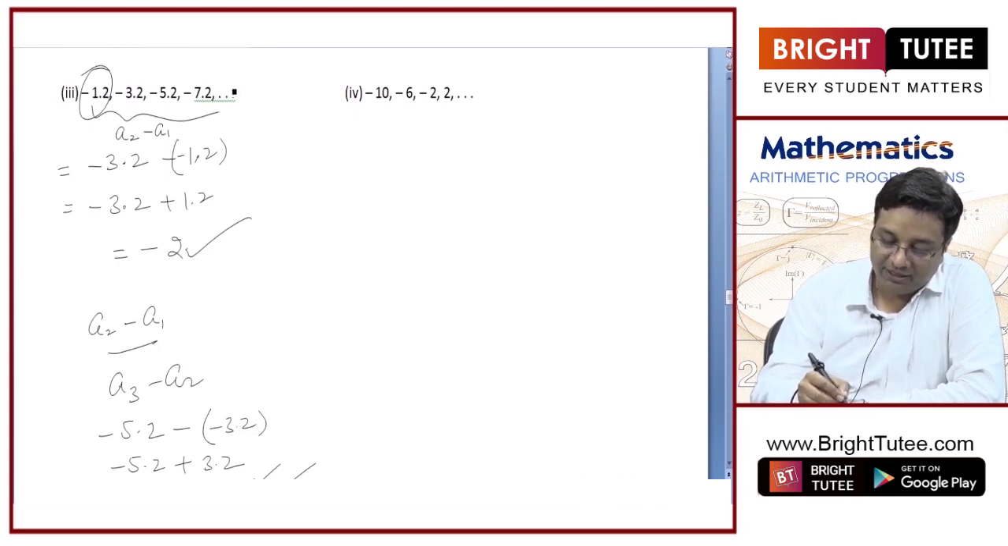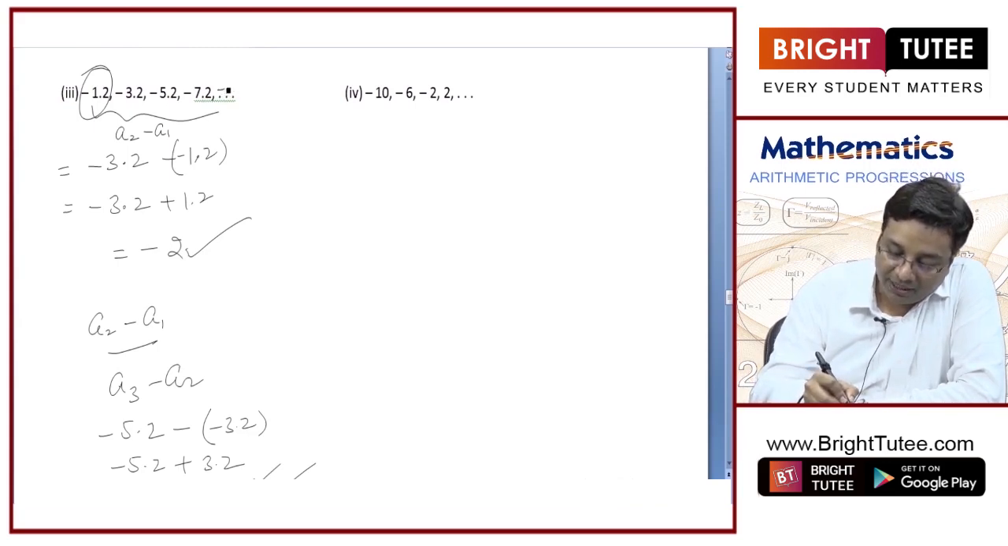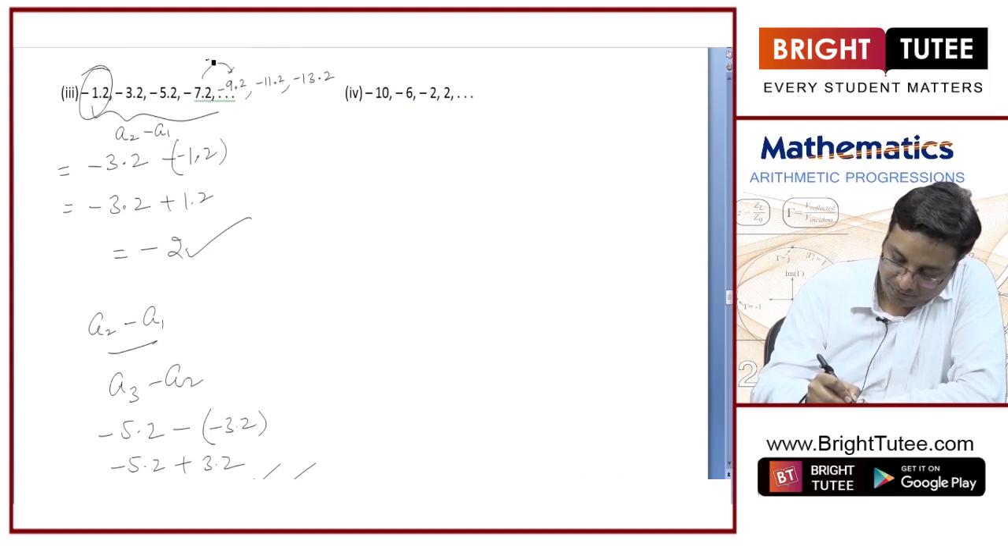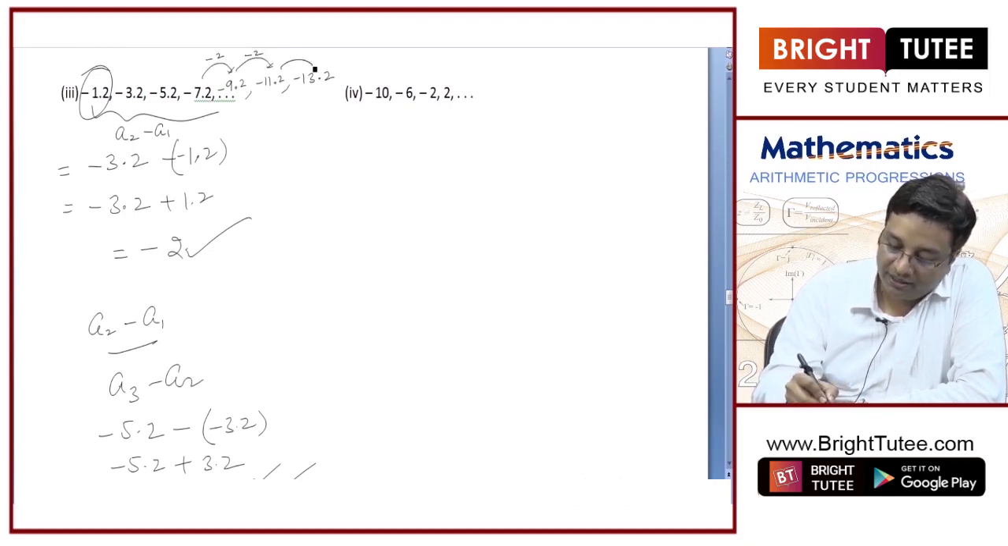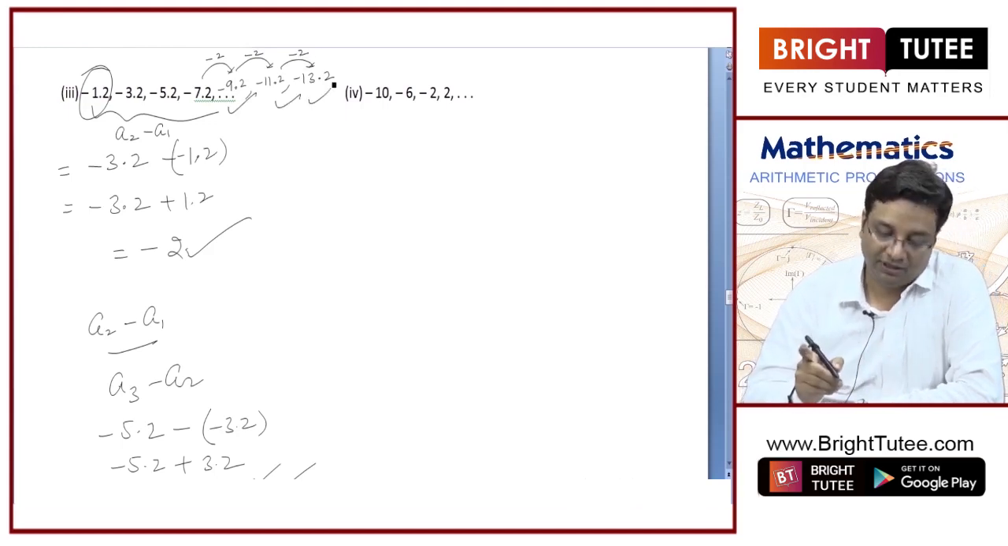Right? What will be the next 3 terms? You keep adding minus 2 to this term and you will get the next term. So the next terms will be minus 9.2, minus 11.2, minus 13.2. I have just added minus 2 to this term, then minus 2 to this term, and then minus 2 to this term. So these are the next 3 terms of this AP.